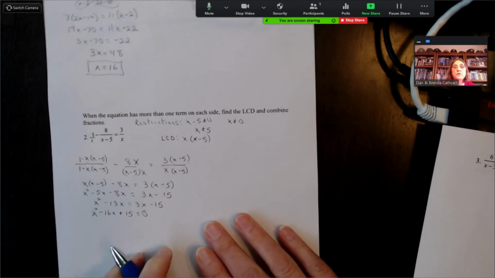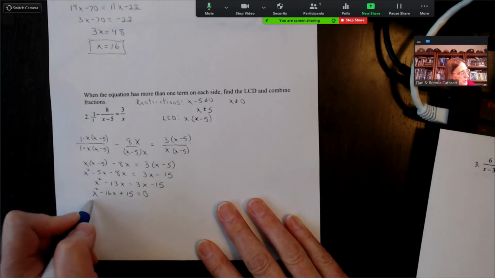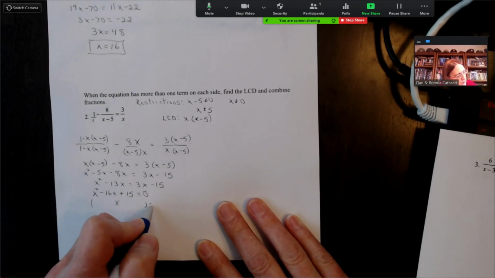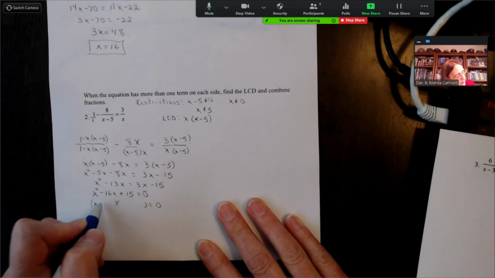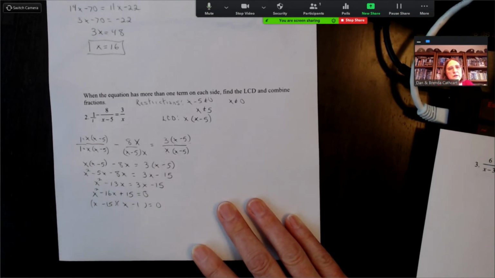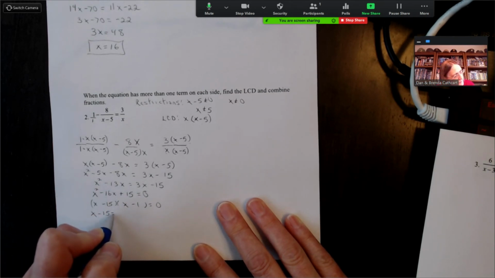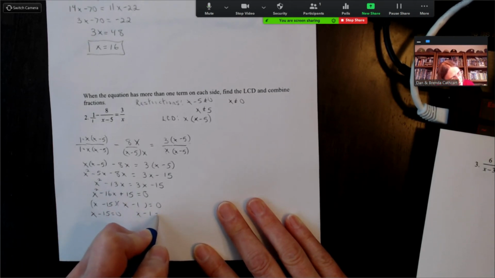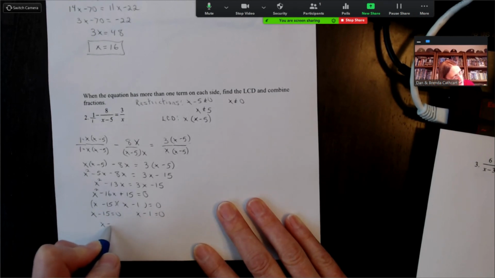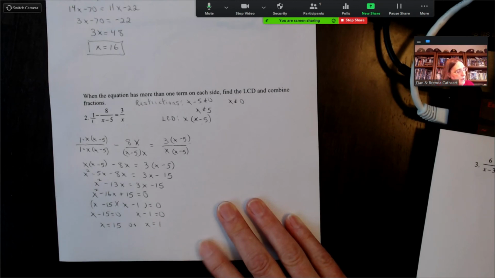This trinomial factors. If it doesn't factor, we just use our quadratic formula. But since it factors, let's go ahead and do that. We're going to have x minus 15 times x minus 1 equal to 0. Setting each of these factors equal to 0 gives us two possible solutions, x equals 15 or x equals 1.